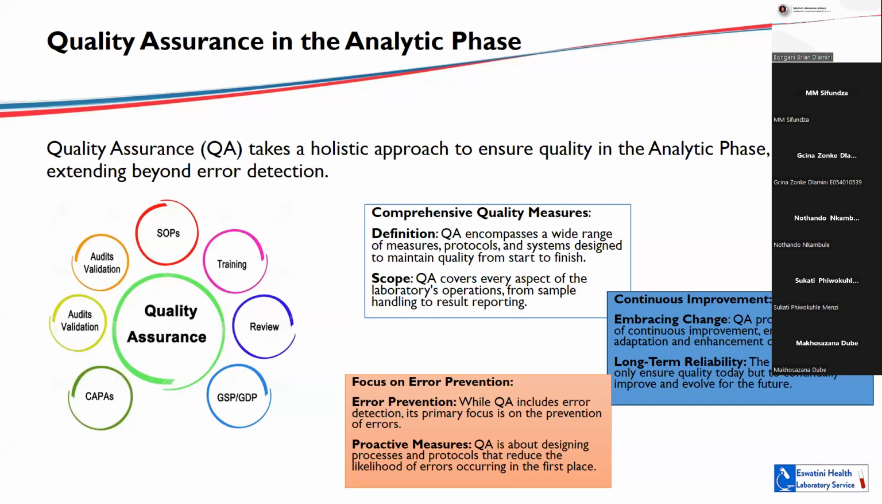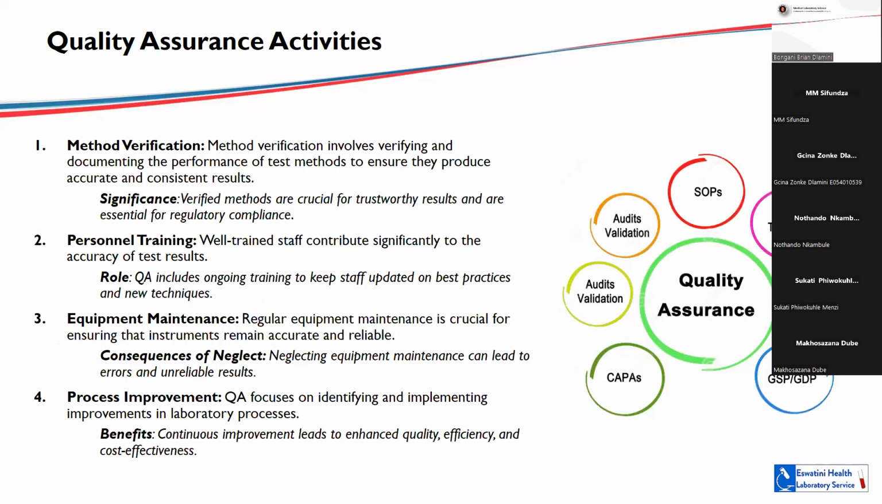Okay, quality assurance activities. When we have a new method, we really need to verify the method, or even instruments, to check if it does what the manufacturer said it does. So we then need to document the performance of those test methods and ensure that they produce accurate and consistent results. Its significance is that it is crucial for trustworthy results, and we make sure that they are essential for regulatory compliance.